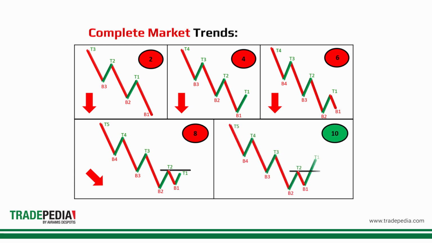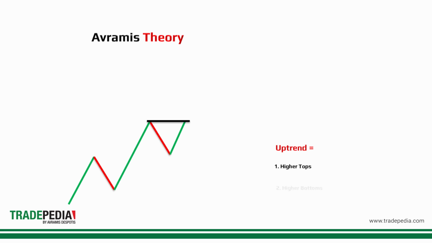Now, if the market is to break above the previous top at T2, leading us to pattern number 10, we then have a confirmation of a trend reversal, the end of the previous downtrend, and the beginning of a new uptrend in the market. Now, in the case that we have a possible trend reversal to go short, it means that we have a confirmed uptrend in the market, characterized by the higher tops and higher bottoms.